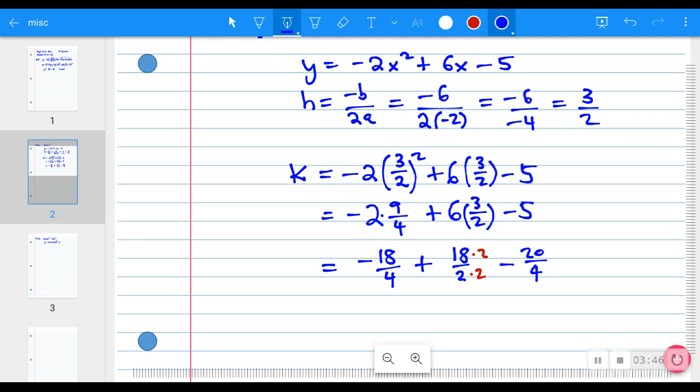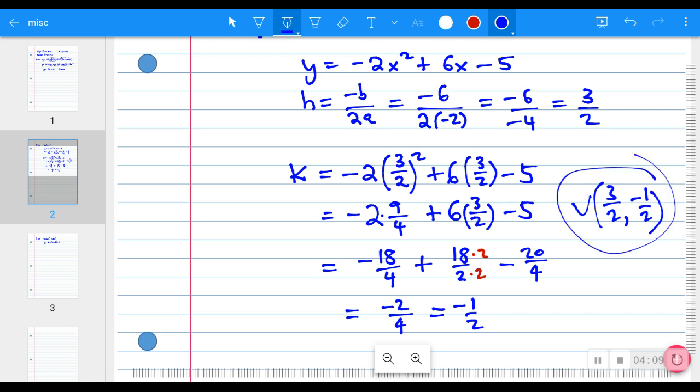That's the 5. But now you can see I've got common denominators. So what I have here is negative 2 over 4 is what that all comes out to be. You can just use your calculator if this is difficult for you. Let me double check that. Yeah, negative 2 over 4, which is negative 1/2. So anyway, your vertex is 3/2, negative 1/2. And that's your answer for that problem.